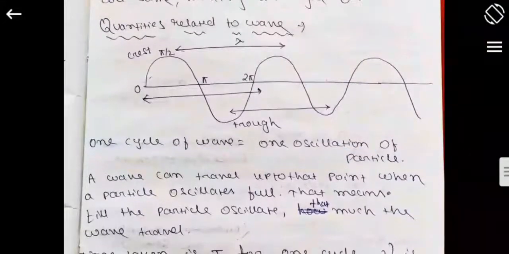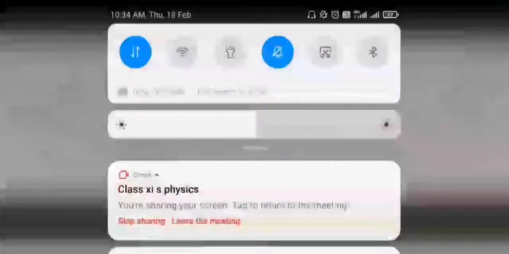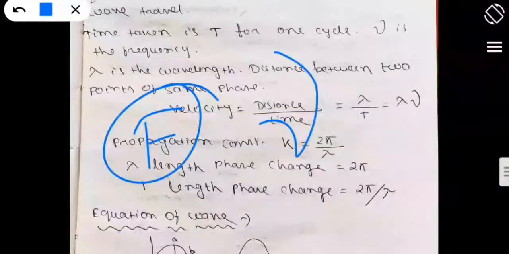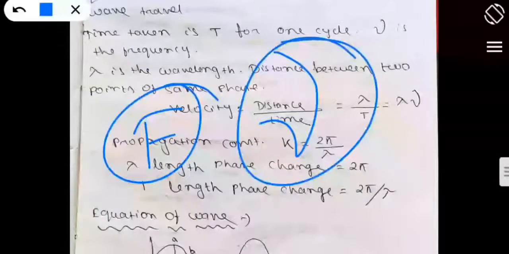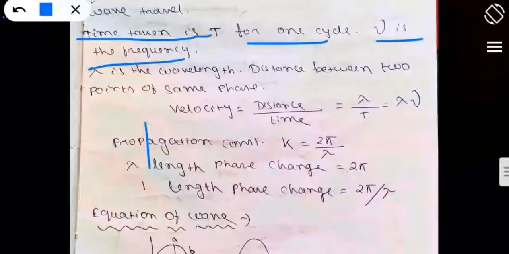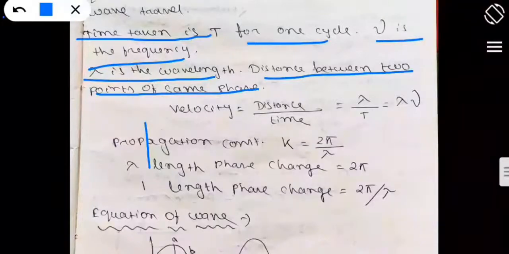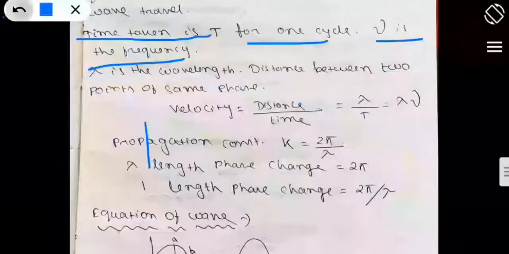Moving on to the next part. Let's see the quantities again. Here, instead of the frequency symbol F, you will use nu. This is the new symbol for the frequency. Time taken is capital T for one cycle. We all know nu is the frequency, lambda is the wavelength, that is, the distance between two points of the same phase, that is two successive crests or two successive troughs. That is known as lambda.